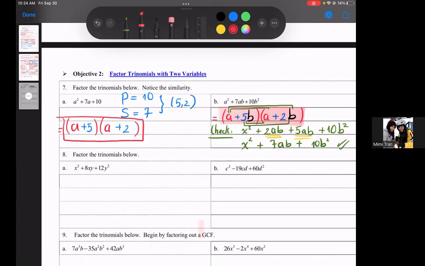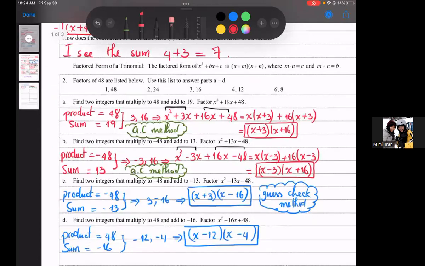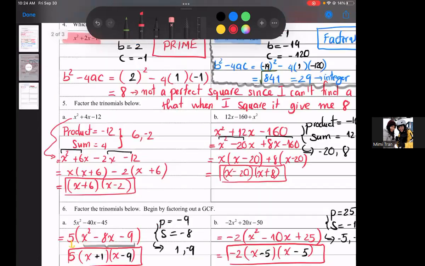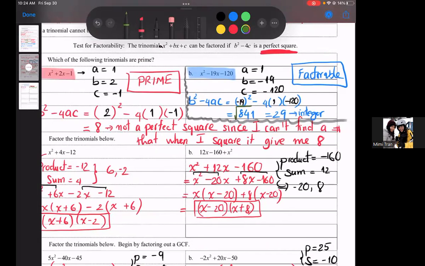Let me just check what I put there. Which number is it? Number of B. Oh, okay. It should be positive 20. Thank you. Right, shouldn't it be positive 20? Yeah, positive 20. Thank you. If something's wrong, let me know, because I make mistakes too.